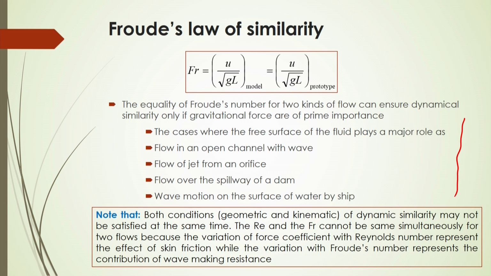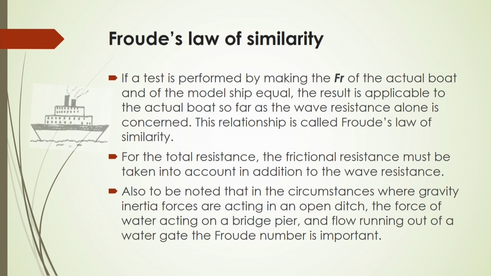So, that is why geometric and kinematic similarity may not hold in all cases whenever you analyze similarity based on Froude's law. Now, if you perform a test by making the Froude number of the actual boat and the model ship equal, then the results are applicable to the actual boat so far as the wave resistance alone is considered, and this relationship is called Froude's law of similarity.